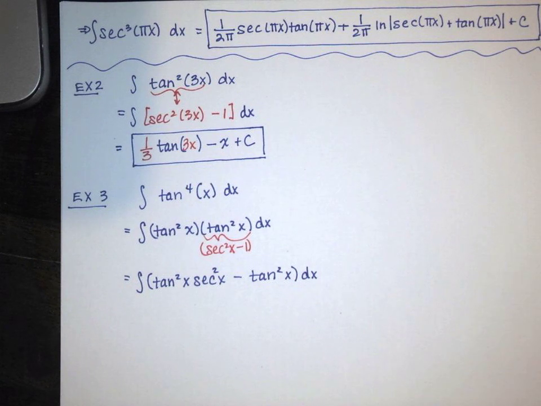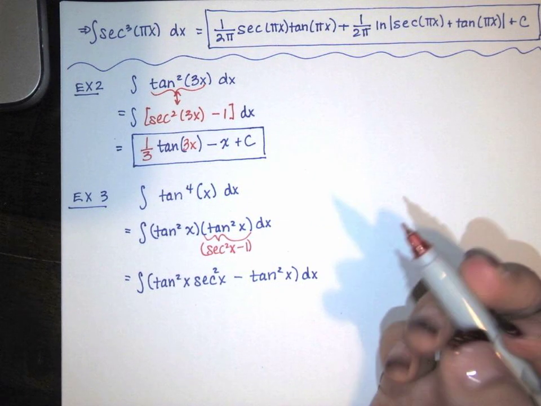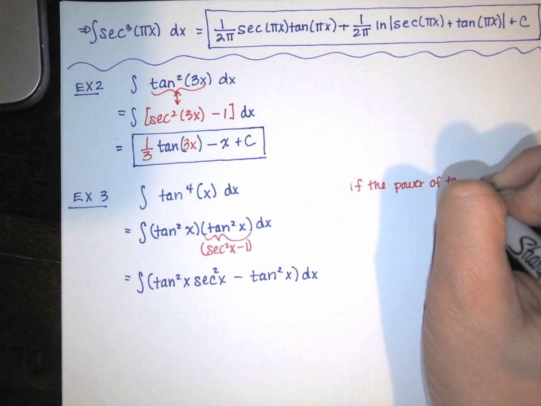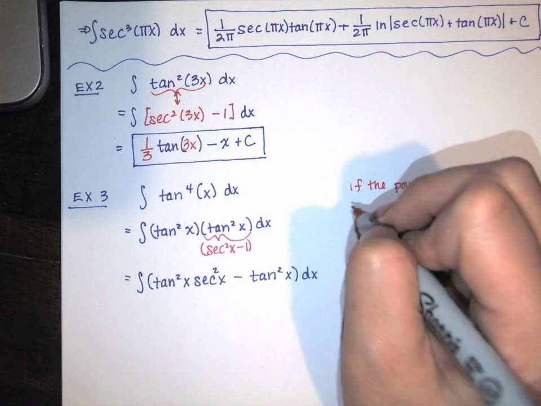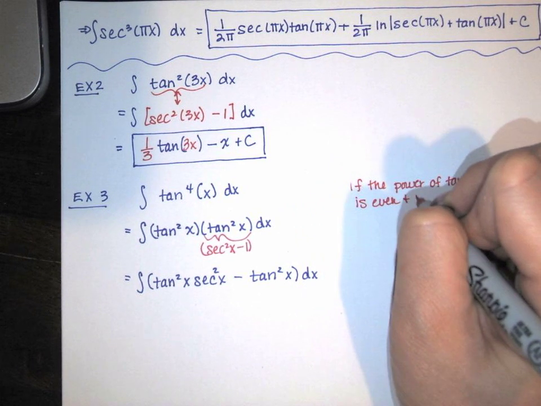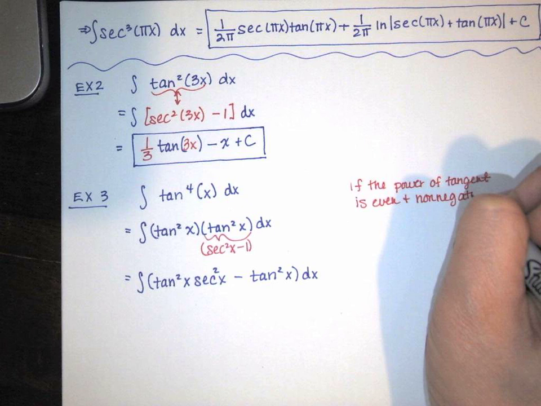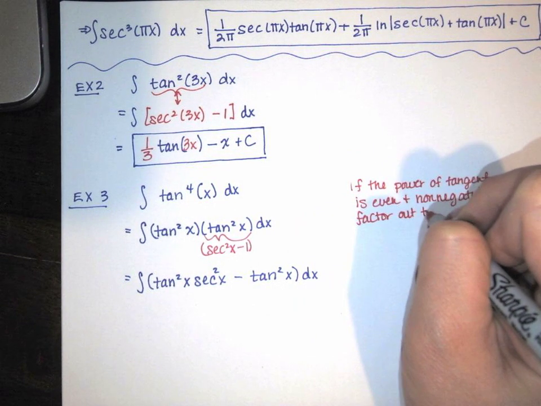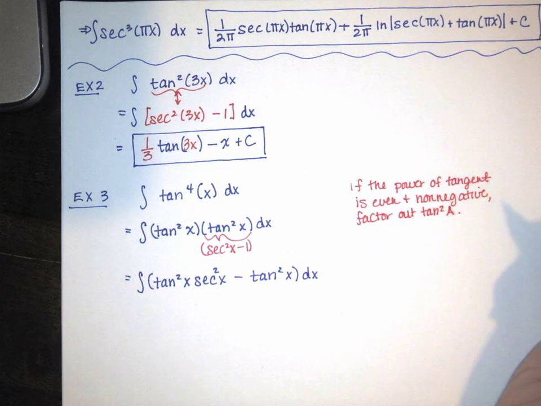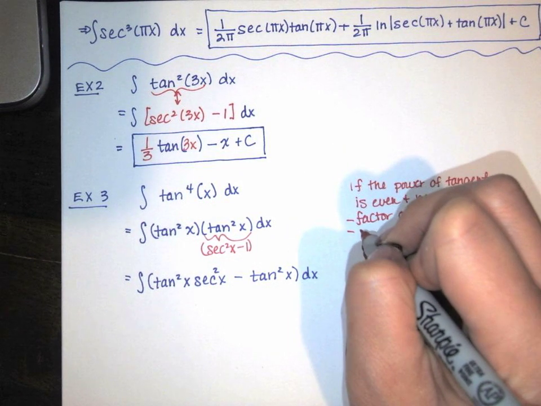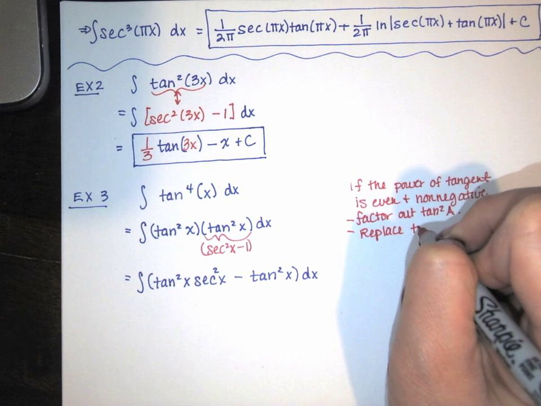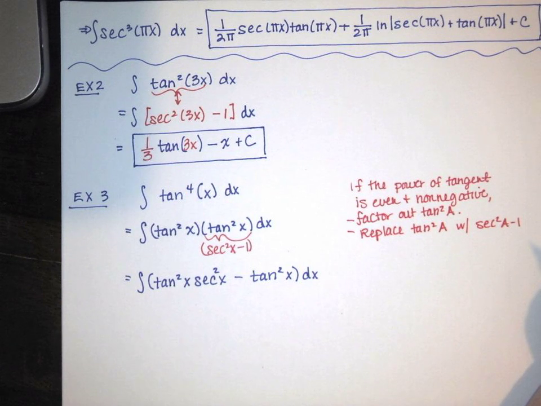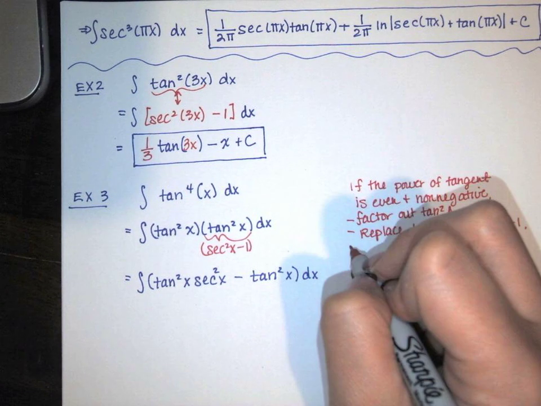Okay, so just to recap before we go any further, the guideline said if the power of tangent is even and non-negative, factor out a tangent squared, then you want to replace tangent squared with secant squared minus 1. And then once you've done that, distribute.